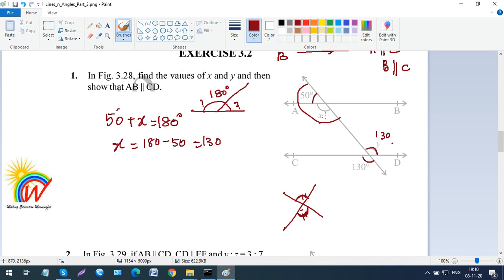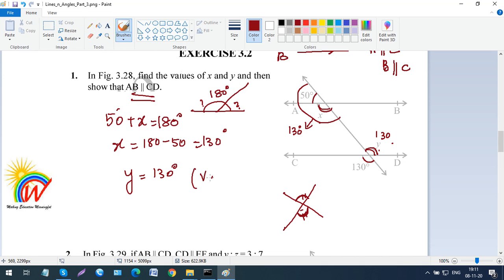Or you can find x like this, how I did, and I get 130 over here, and x and y are alternate interior angles, right? So they are equal to each other, and that's what you're getting. Yes, we have to prove that they are parallel. They haven't told us that they are parallel, right? So you separately find out that x is 130 degrees, and y is equal to 130 degrees.